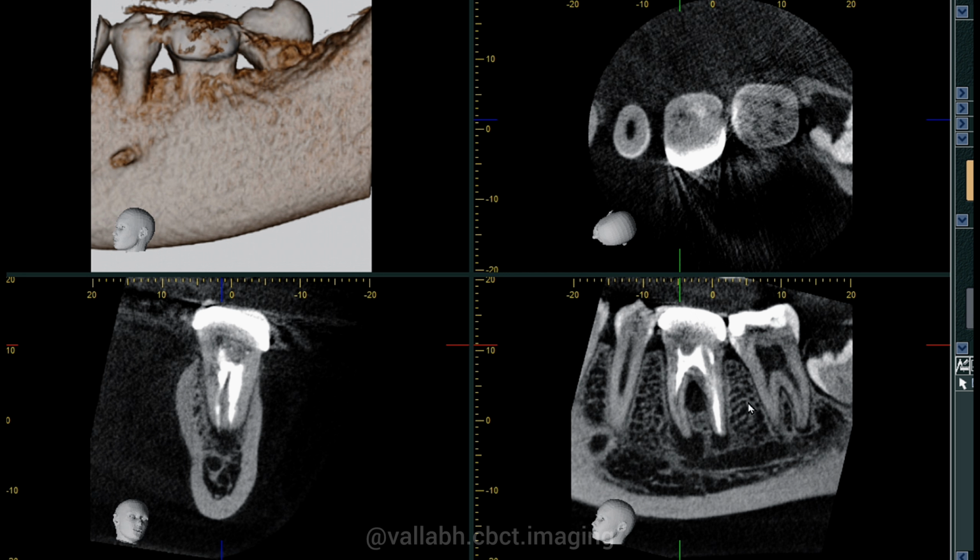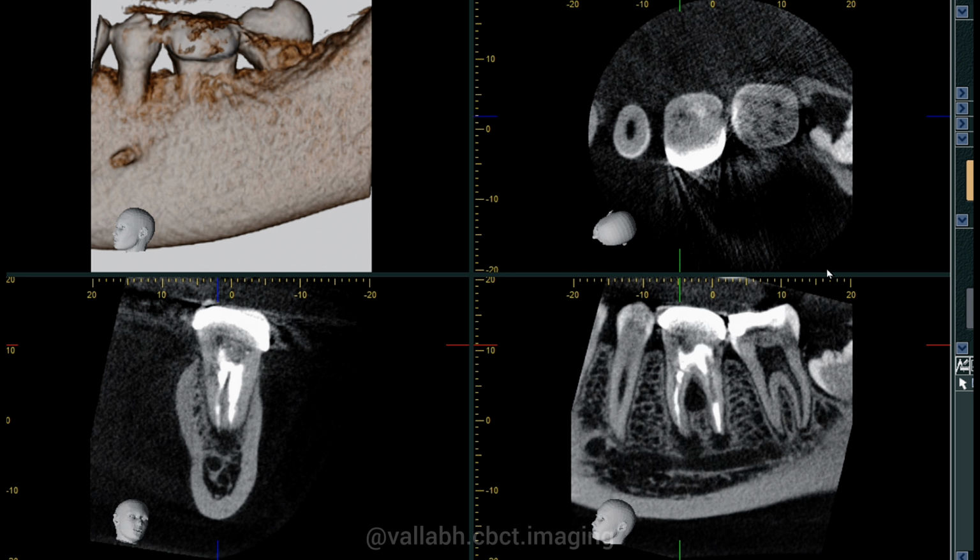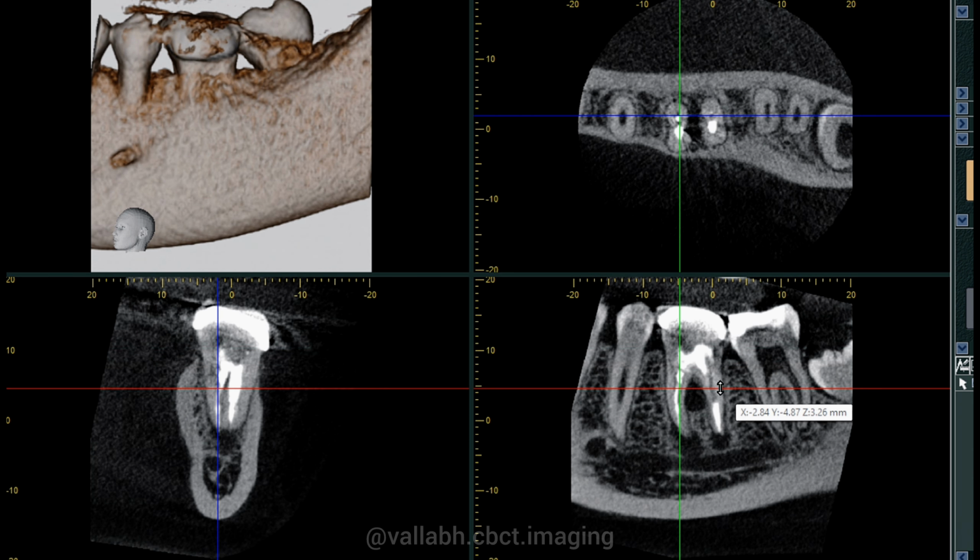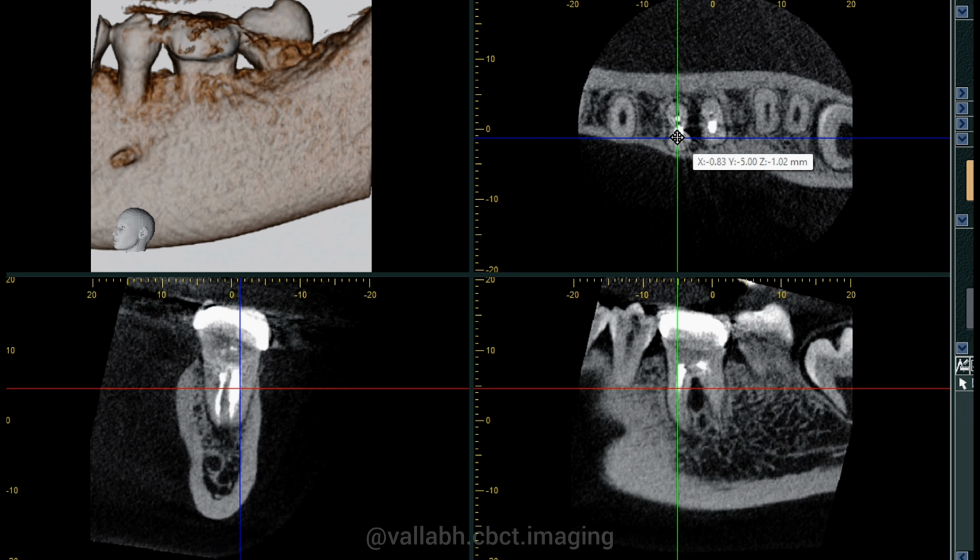We could find some findings in the CBCT scan. So we took a sectional CBCT of the lower left side. The tooth of concern was 36. This is the axial view, this is the coronal view, and this is the sagittal view. Coming to the mesial root, this is the mesial root, and this is the MB canal.